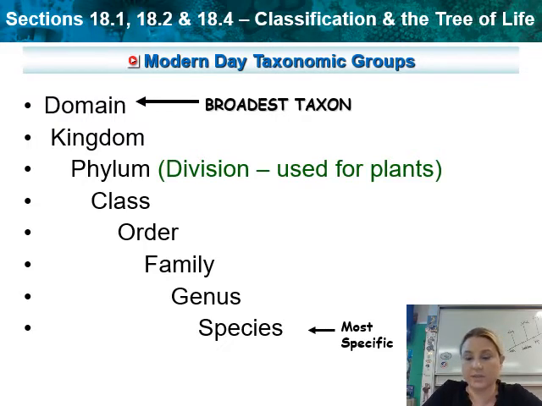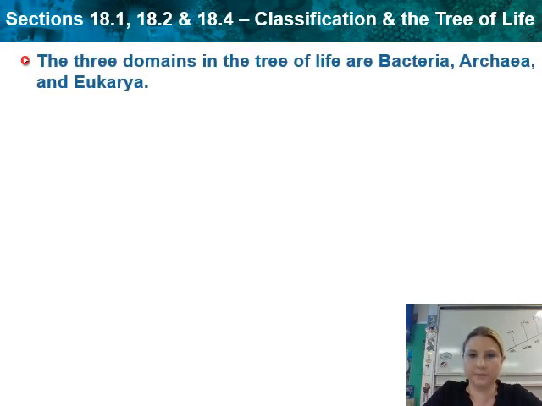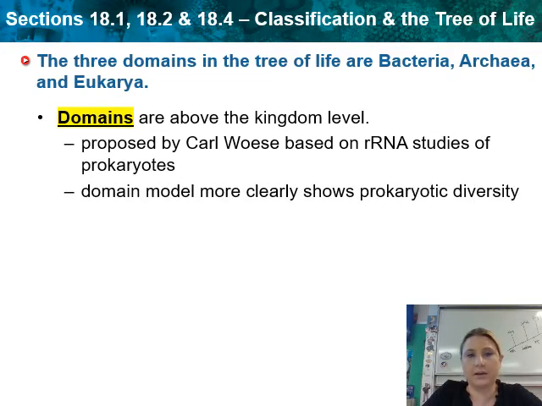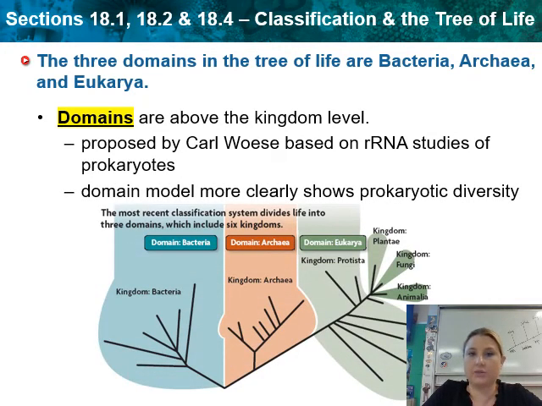Species, again, is the most specific. Only one type of organism in the world will fall into that category. The 3 domains in the tree of life are bacteria, archaea, and eukarya. And again, domains are above the kingdom level. They were proposed by a guy named Carl Woese based on RNA studies of prokaryotes. The domain model shows more clearly these prokaryotic divisions, because before all the prokaryotes were together, and really that wasn't truthful. And our molecular evidence, our RNA, has actually shown that.